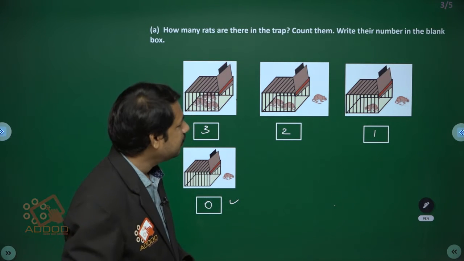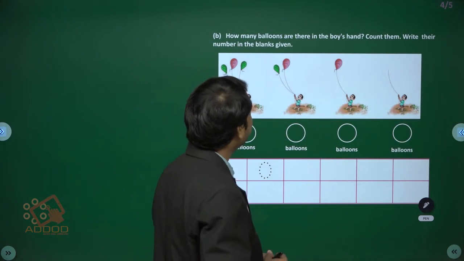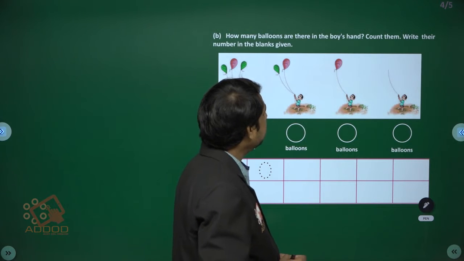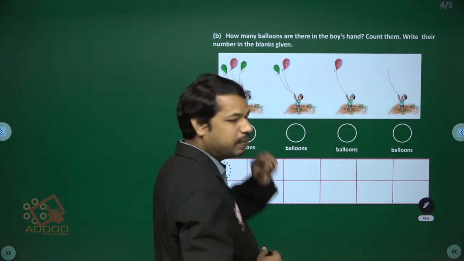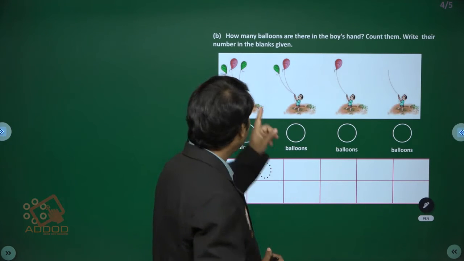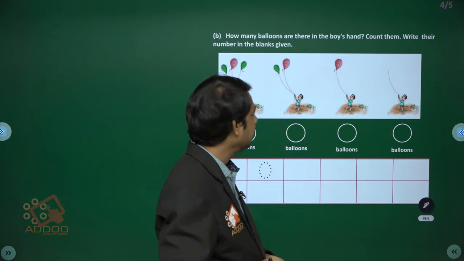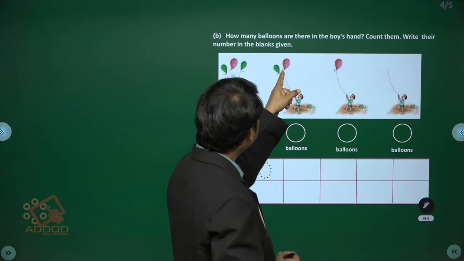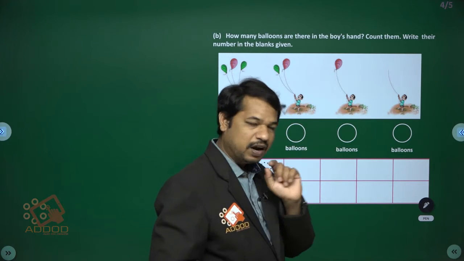Okay, let's go to the next page. How many balloons are there in the boy's hand? See children, this boy has 3 balloons. Okay, 1 balloon is left. Remaining 2 balloons. Again 1 balloon is left. He has 1 balloon.